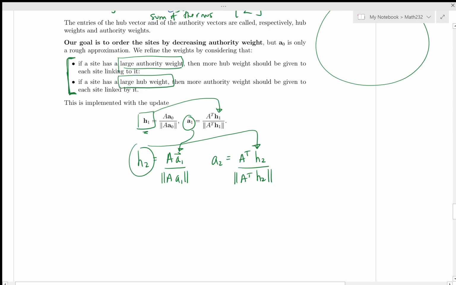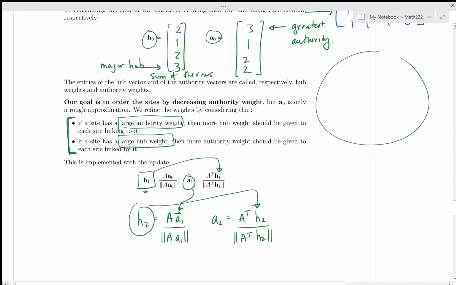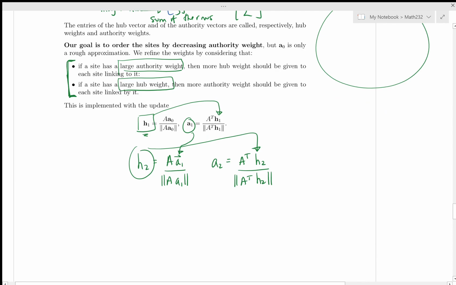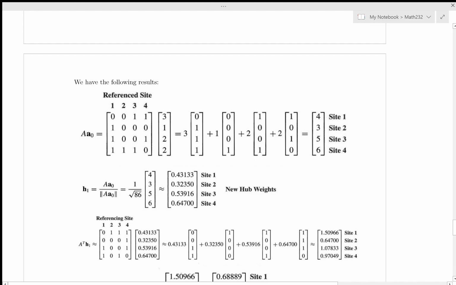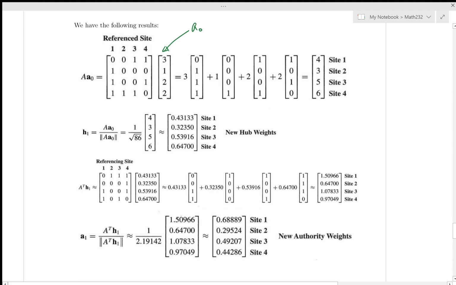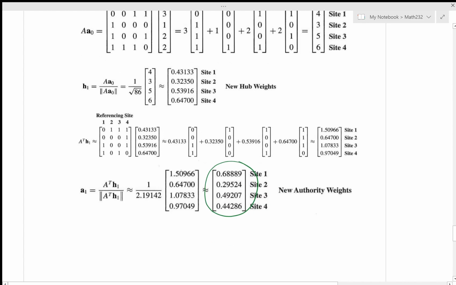Now, with the example that we're using here, we started out with A naught. A naught was 3122. Okay, and let's go down here and we'll see the calculation. So there's where we started, 3122, right here. That was our initial weighting there, and then we calculate out A1, and we find that we get this thing here. That's our A1. That is our new authority weights.